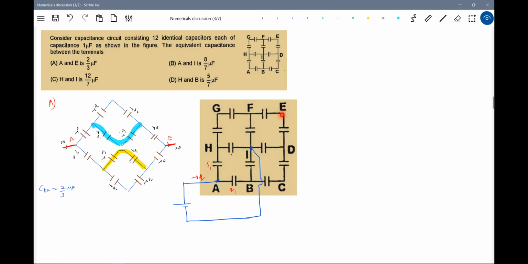So what all we have sent as charge will flow like this. Will there be any flow of charge across this? No, there won't be flow of charge. So there's no flow of charge, so you can remove that from the circuit.